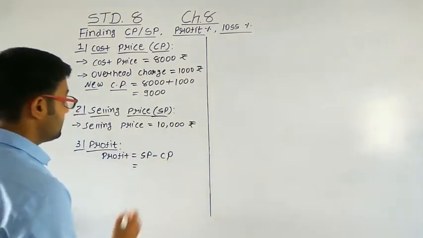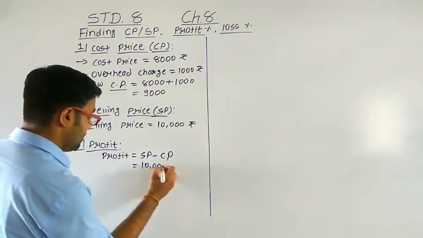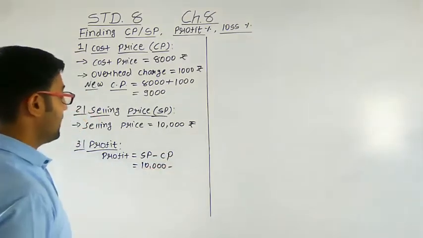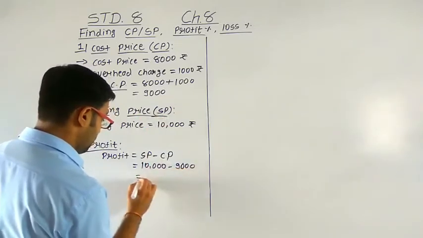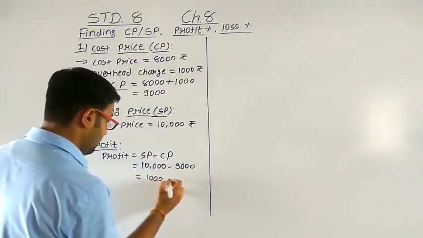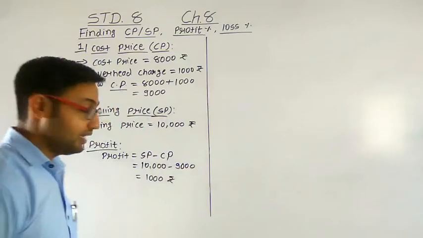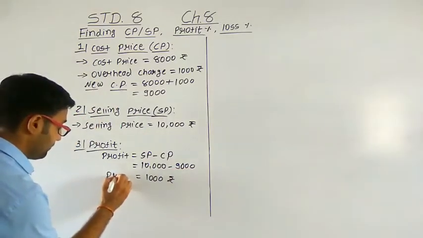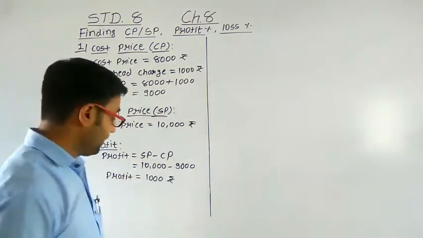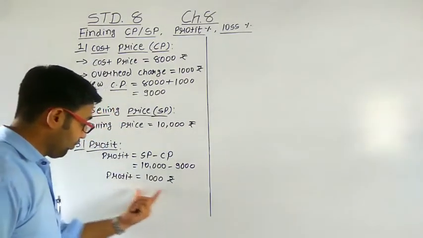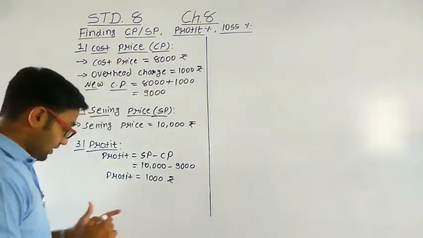So the selling price is 10,000 and the cost price is 9,000. How much money do you gain? You gain 1,000 rupees, and that is called the profit. So you have made a profit of rupees 1,000.